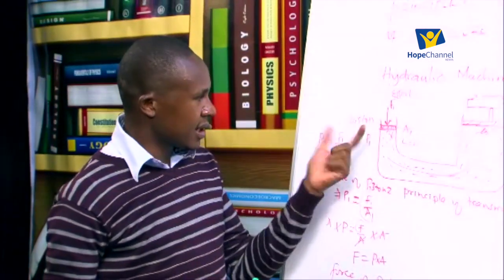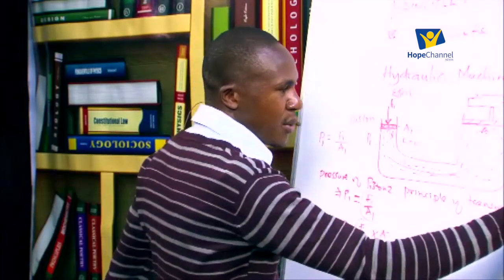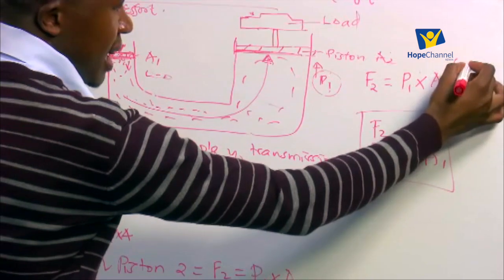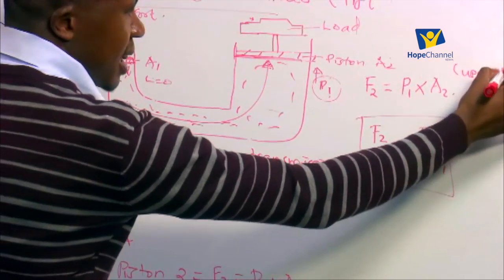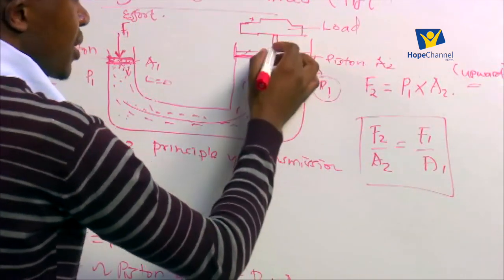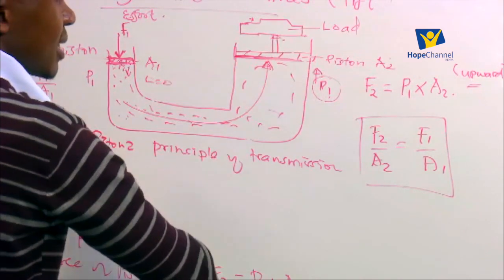This pressure generated here will be transmitted by the liquid to the second piston, and it goes there with the same value, the same pressure, because already from the principle, that is what we mentioned. So when the pressure gets to the second piston, the pressure will generate a force. This force F2 is an upward force, and because it is an upward force, it will be used to raise the load which is placed there.